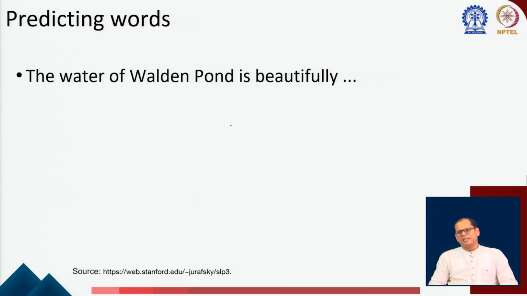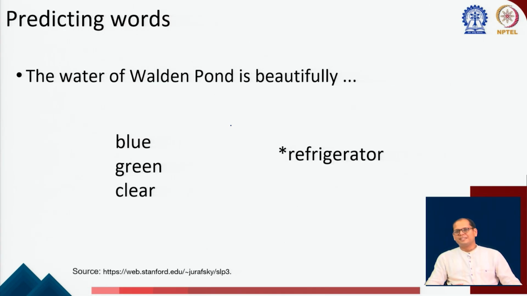So let's give some intuition why this language modeling is actually needed. What does it actually do? Consider the task of predicting the next word. Your sentence is: the water of Walden Pond is beautifully, right? And you have to predict what is the next word that will come after this. So is it blue, green, clear? Is it refrigerator, that, right? Typically if you say about water, you will say beautifully blue, right? You will typically select blue.